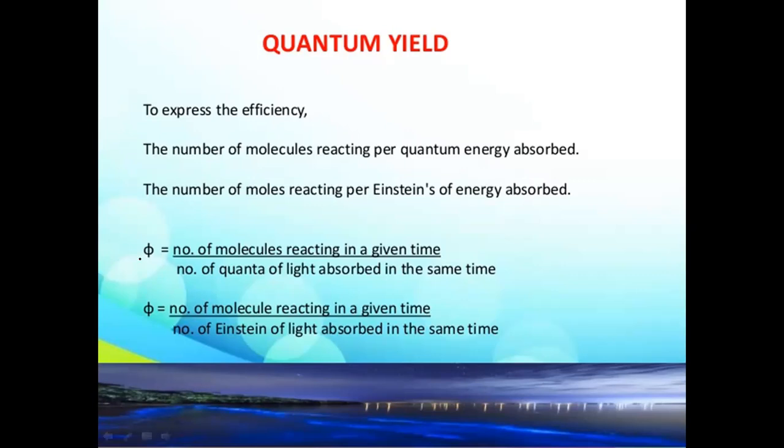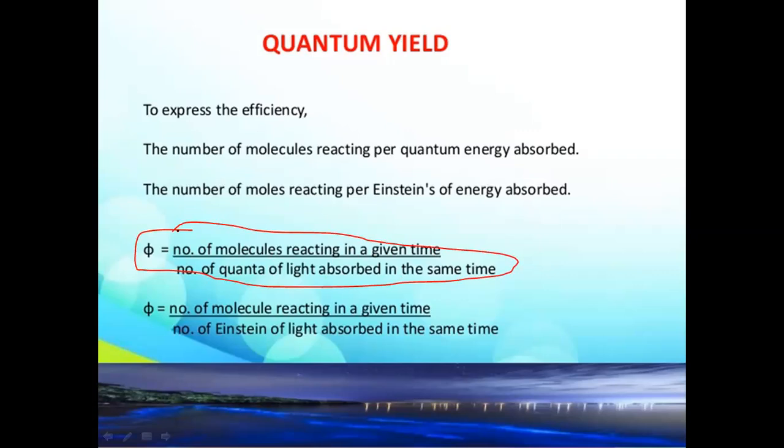So this is the phi, this is the psi, and here number of molecules reacting in a given time upon number of quanta of light absorbed in the same time. Okay, so this is the mathematical expression for the quantum yield.